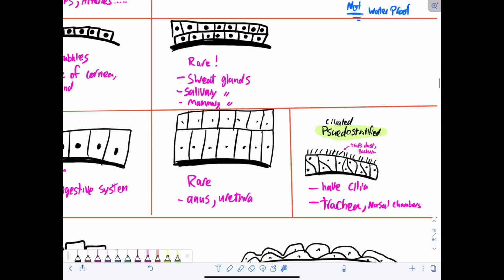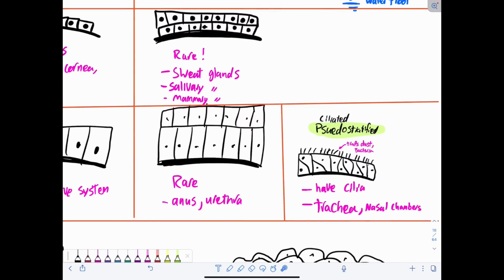Recall that for it to be simple, all the cells need to be touching the basement membrane. If it's stratified, not all the cells are touching the basement membrane. So if you look over here, here's the basement membrane, and it looks like there are cells on top of each other. But if you really look closely, each cell is touching the basement membrane, right? Each cell has a connection to the basement membrane, and this makes it pseudostratified. Pseudo means false. It's falsely stratified, which means it's actually not stratified.